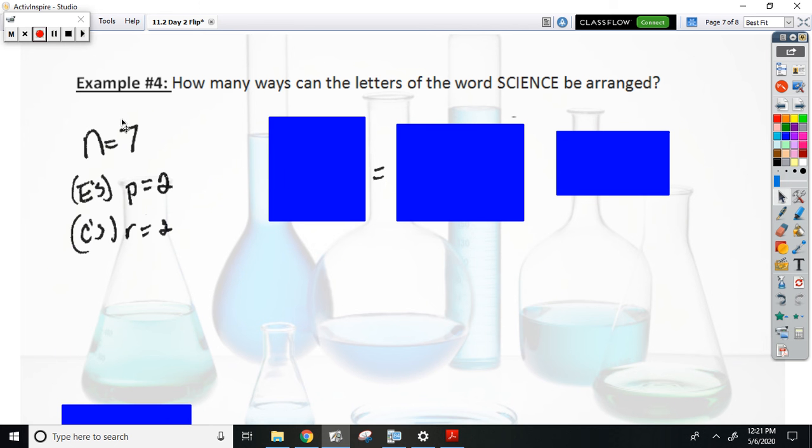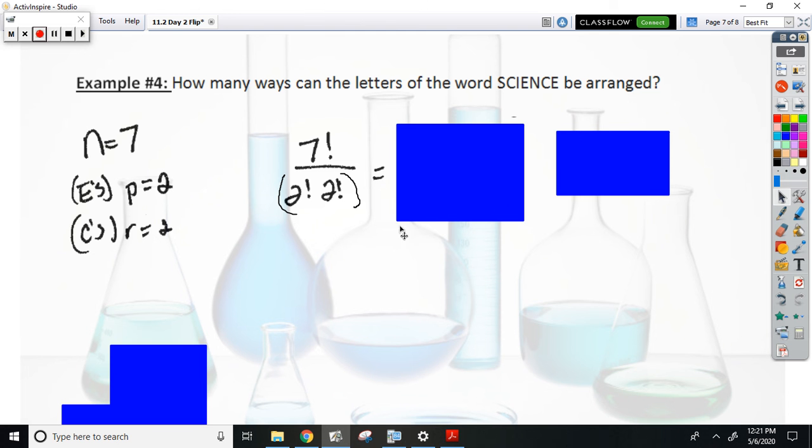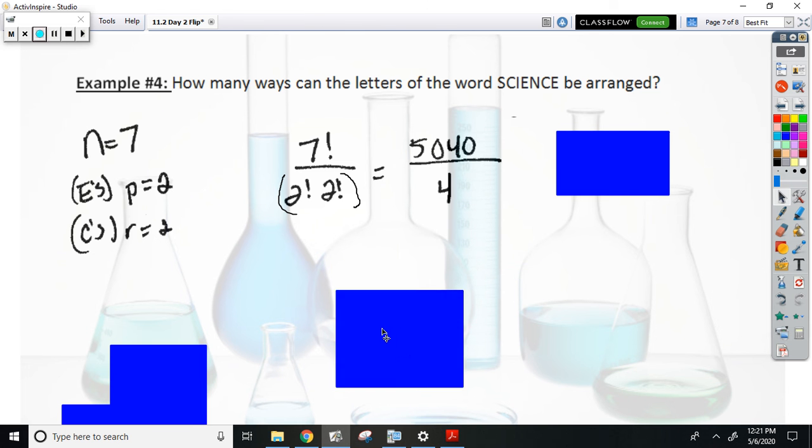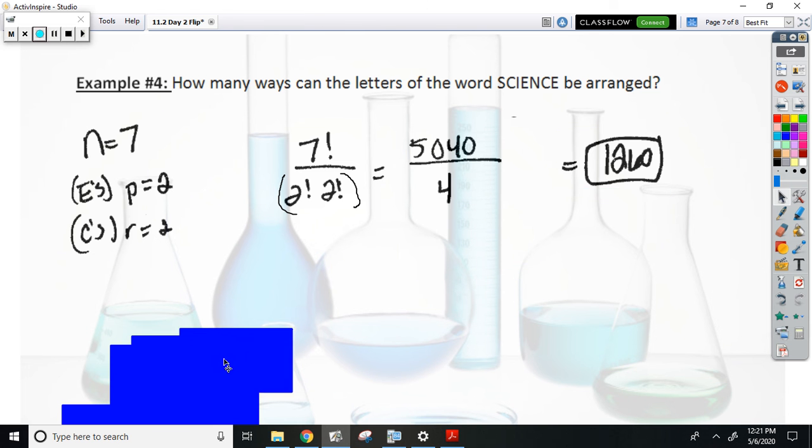Now, since we have no other repetitions, we're not going to have another variable. So it'll just be 7 factorial over 2 factorial, 2 factorial. Again, if you want to do piece by piece, the top, 7 factorial is 5040. And 2 factorial times 2 factorial is just 4. We divide those to get 1,260.